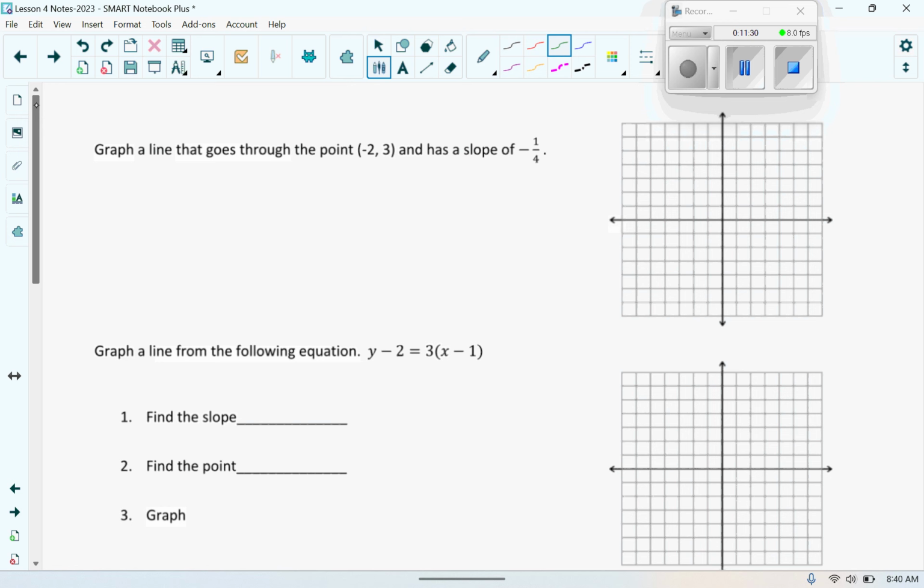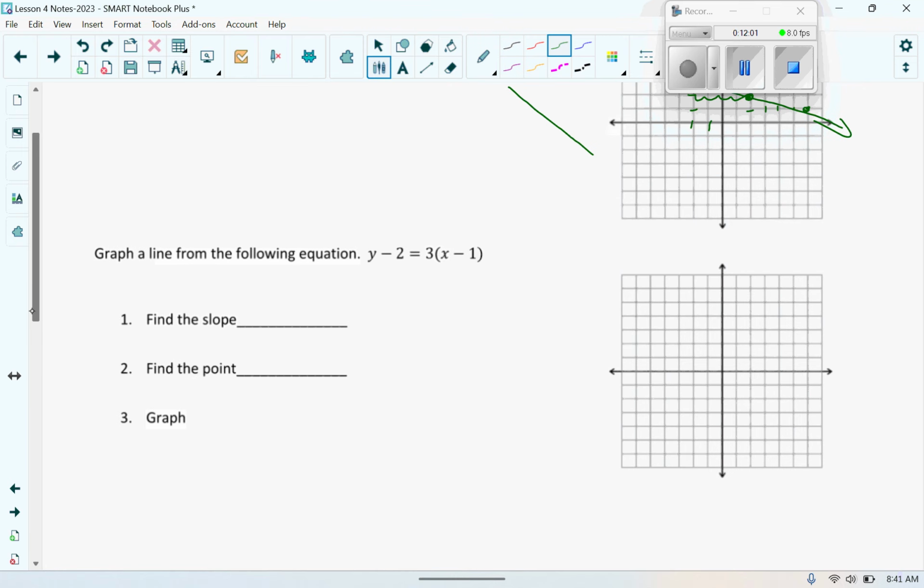Okay, so now we're going to go the other direction. We're going to graph a line. So I'm going to start at this point. So -2, 1, 2, 3. And notice that this is negative. So I know I'm going downhill. So I'm going to go down 1 and over 1, 2, 3, 4. Down 1 over 1, 2, 3, 4. Or I could go up 1 over 1, 2, 3, 4. Okay, and then I'm just going to graph my line.